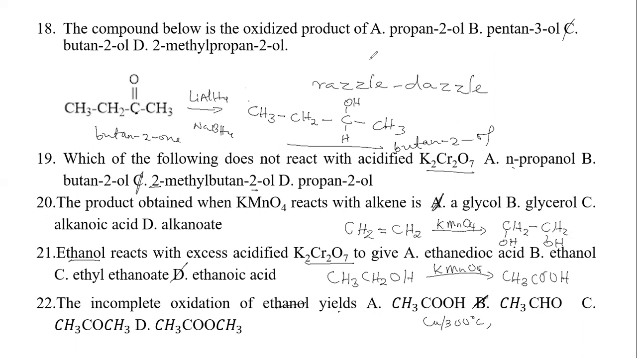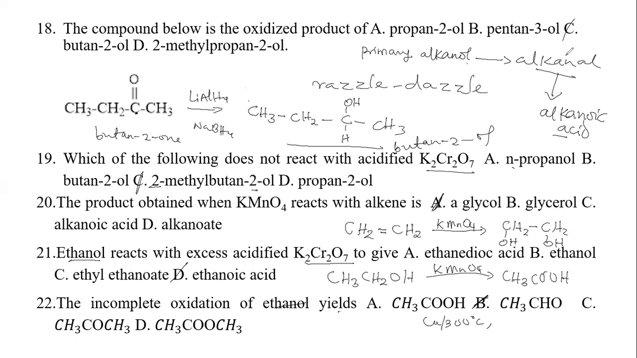So in the process of oxidizing primary alkanol, it will first be oxidized to alkanal before oxidizing to alkanoic acid. So this is the incomplete, this is the complete. Mild oxidizing agent, we take it to alkanal. Strong oxidizing agent, we take it from primary alkanol to alkanal, then to alkanoic acid.